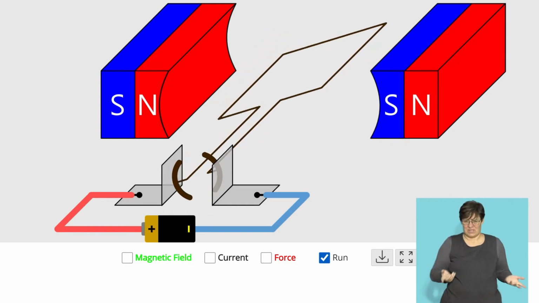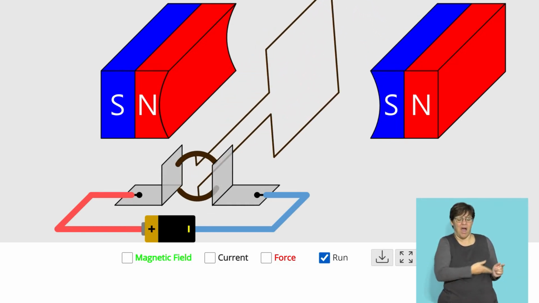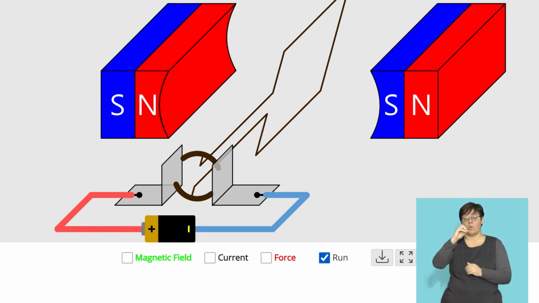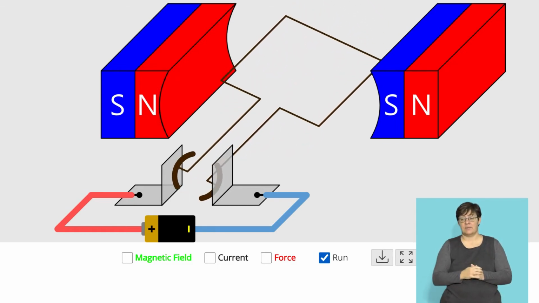You might be saying, so what's this half loop thing at the bottom? Well, that's the split ring commutator. And we'll have a little bit more to say about that in a minute.